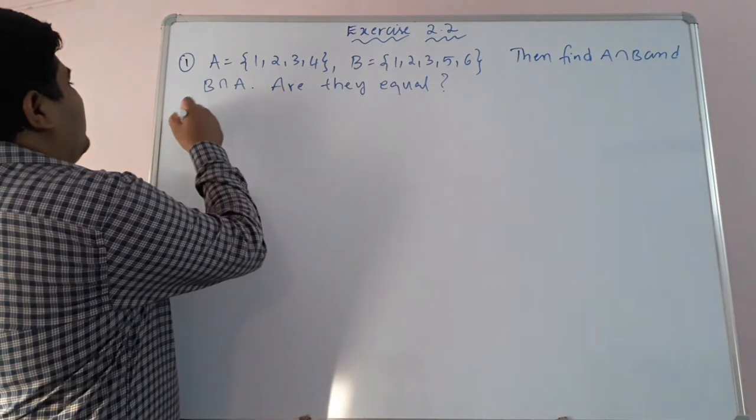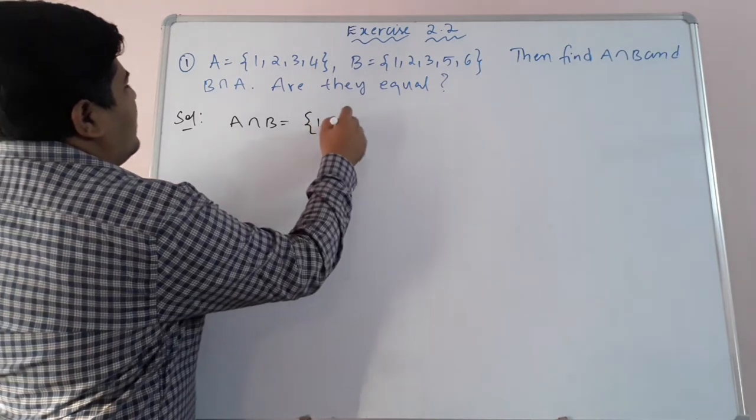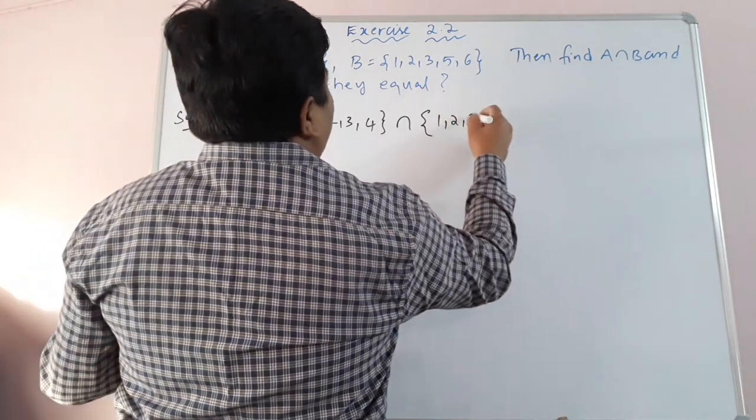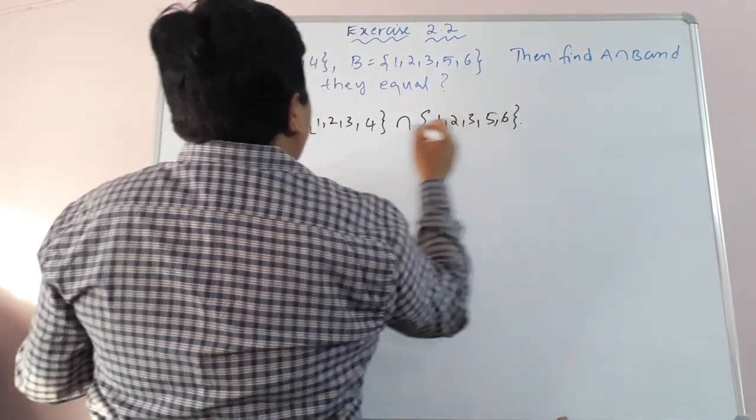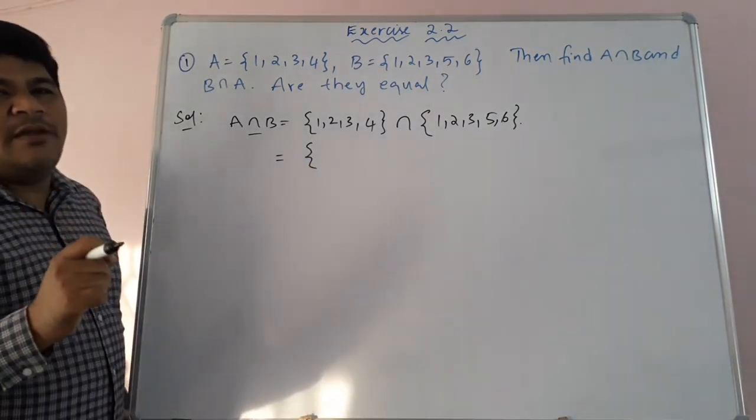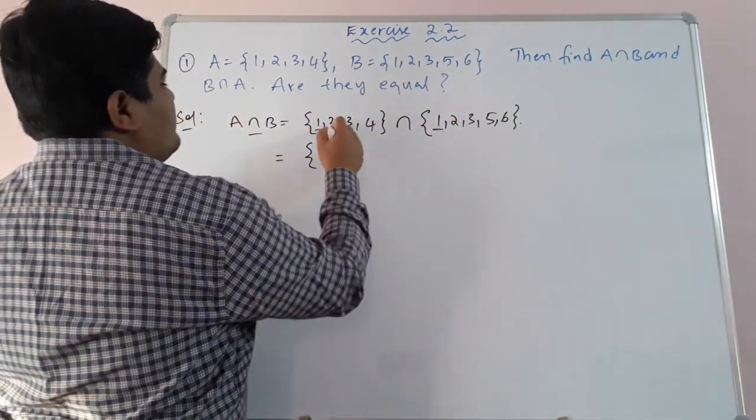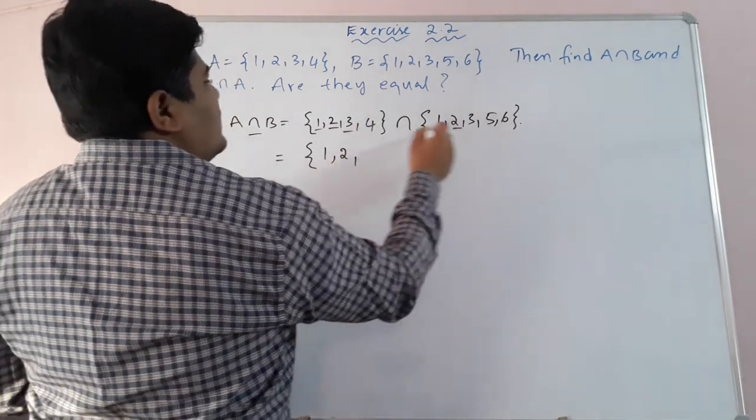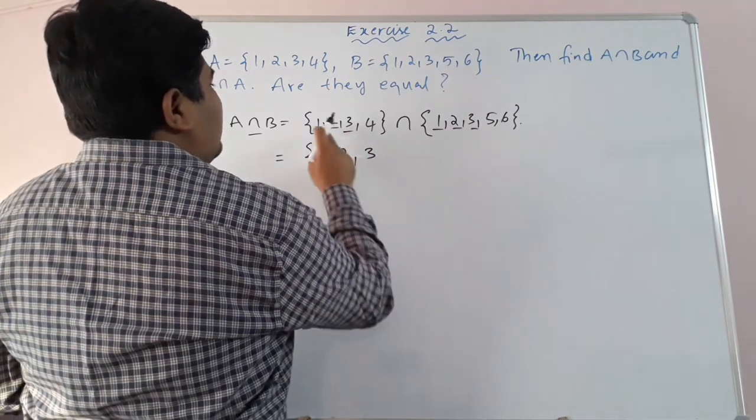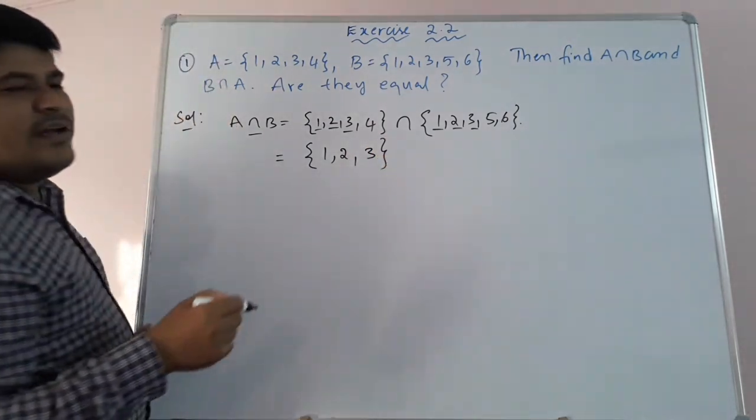First let's see A intersection B. We have to take set A first: 1, 2, 3, 4. Intersection set B, which is 1, 2, 3, 5, 6. Intersection means we have to take the common elements. So what are the common elements here? 1, 2, 3, 4 is here, and in the second set 4 is not there. So 1, 2, 3 are common elements in the two sets. So A intersection B is equal to {1, 2, 3}.